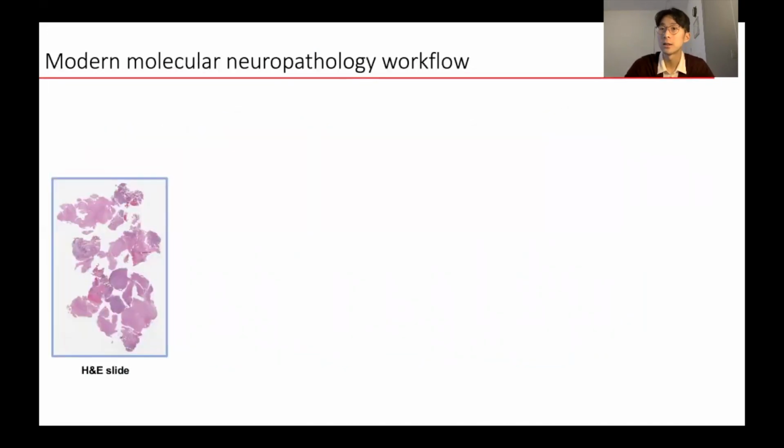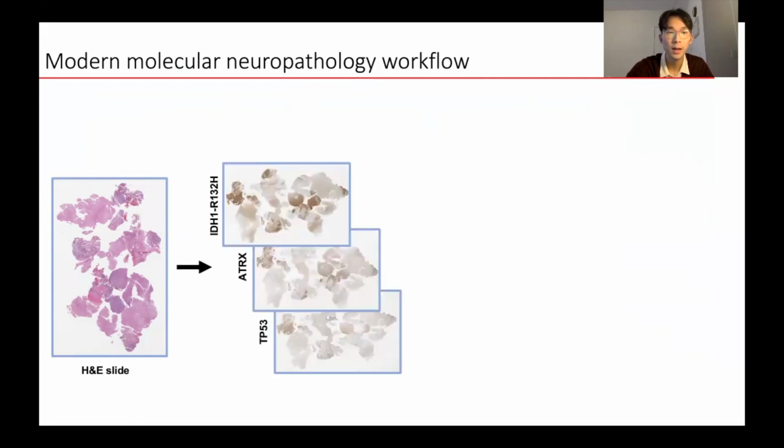Now I'll discuss the modern neuropathology workflow, basically how pathologists work in their day-to-day life. And our starting point here is, again, hematoxylin and eosin, in short, H&E slide. In this case, we have a glioma here, and just from this H&E slide, pathologists would be able to tell that this is a glioma based on the morphology, essentially the shape, and different properties at the cellular level.